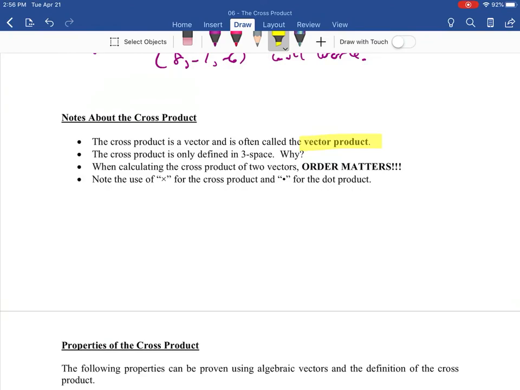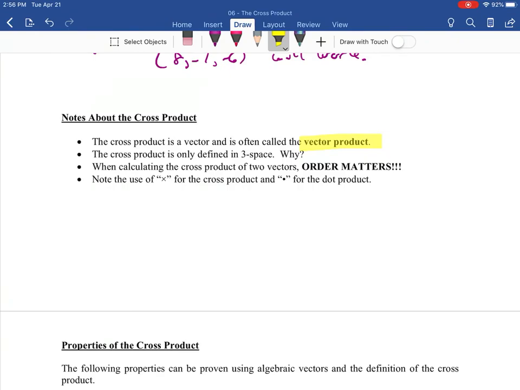Notes about cross product. The cross product is a vector and is sometimes called vector product as opposed to dot product, which is sometimes called scalar product. The cross product is only defined in 3 space. Why? Well, the third vector is always going to stick out of the plane of the first two because it's going to be perpendicular to the first two. So your third vector is always going to stick out of the plane, immediately making a 3D vector. So you can't just do this in 2D.